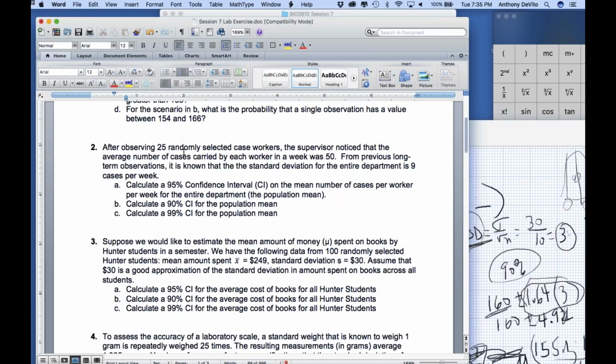After observing 25 randomly selected caseworkers, the supervisor noticed that the average number of cases carried by each worker in a week was 50. So the sample size is 25, and X bar, 50, is the average number of cases carried by each of those 25 caseworkers. From previous long-term observations, it is known that the standard deviation for the entire department, in other words sigma, again, we don't really know that, but we're making believe we know that here, is 9. Sigma is equal to 9, the standard deviation of the population.